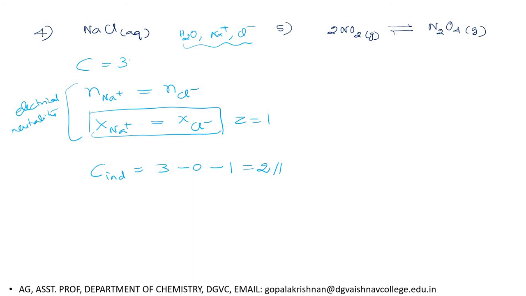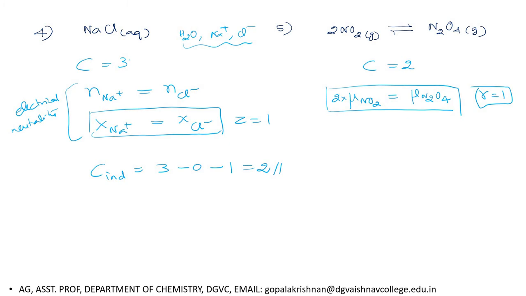Then see this example number 5. Now we have a system in which NO2 gas and N2O4 gas are in equilibrium. First you have to find out the number of chemical constituents actually present. So we have NO2 and N2O4, therefore the number of constituents is 2. Then we have a chemical equilibrium here. In this chemical equilibrium, twice the chemical potential of NO2 should be equal to the chemical potential of N2O4. So these reactant and product are related by this equation. So we have an equation for this equilibrium.